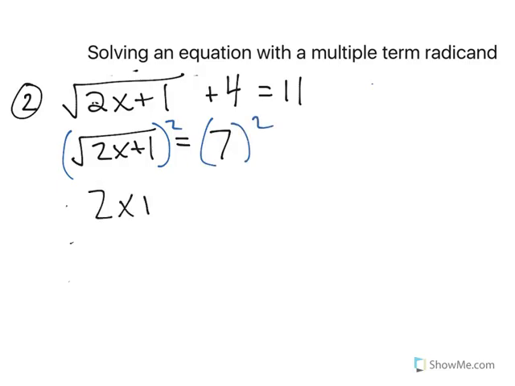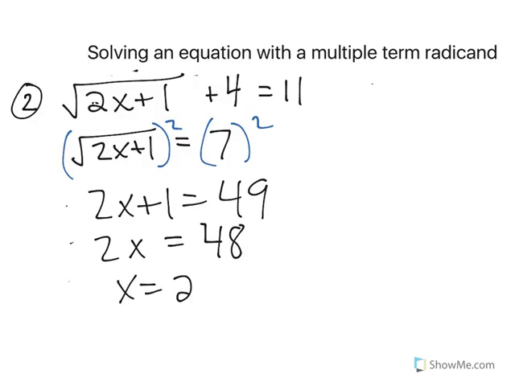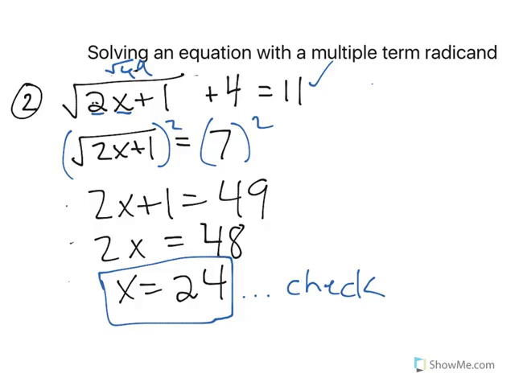We have 2x plus 1 equals 49. Subtract 1 and divide by 2. So we have x equals 24. So now let's plug it in and check. I'm going to do it mentally. So 2 times 24 is 48 plus 1 gives me the square root of 49. So that equals 7, and then plus 4 gives me 11. So it does work, and x equals 24 is my final answer.